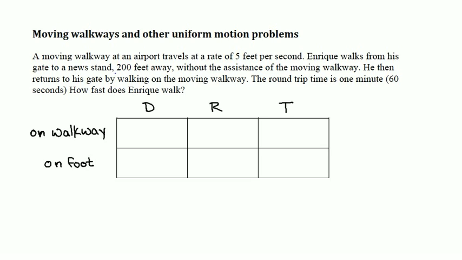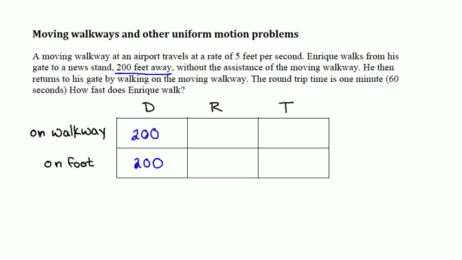The distance is 200 feet, and it looks like he goes to the newsstand the full 200 feet, and then back, which is another 200 feet. Because it's the same trip, both distances in this problem are the same. The moving walkway travels at a rate of 5 feet per second.